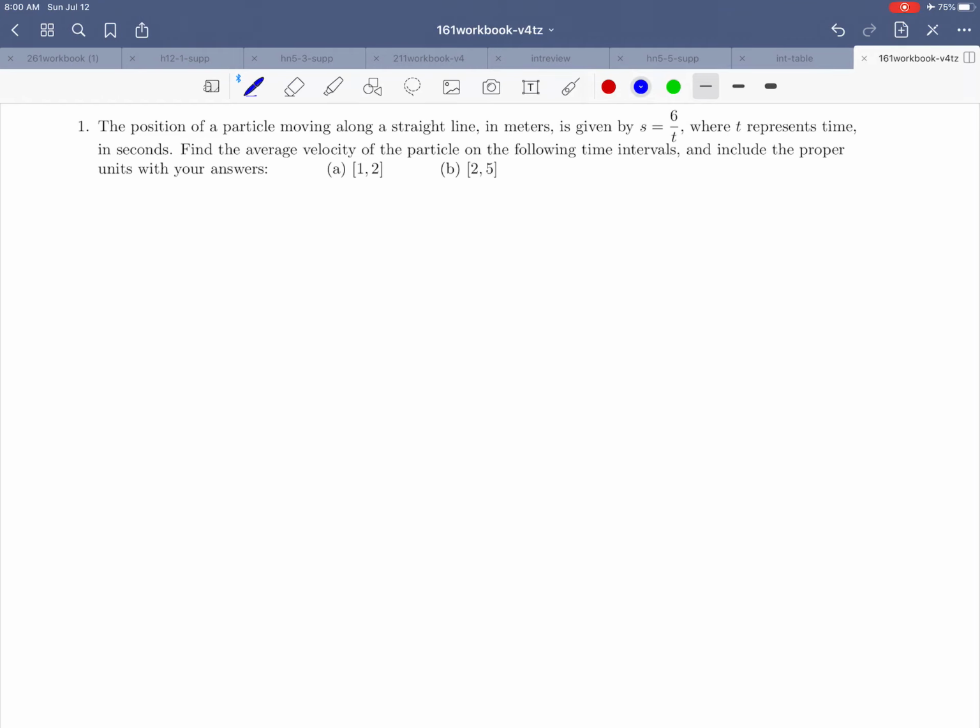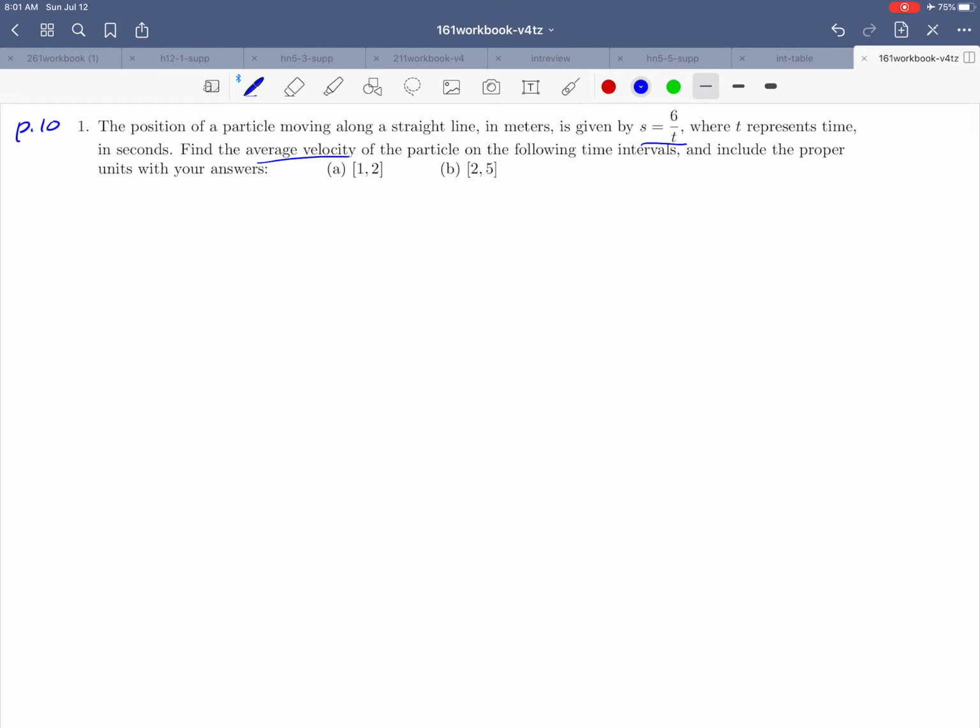Welcome everybody to exercise 1 on page 10 of the workbook. Let's take a minute to read this. So they're telling us that the position of a particle moving along a straight line in meters is given by s equals 6 over t, where t represents time in seconds. Okay, and they would like us to calculate some average velocities over the intervals that were given.